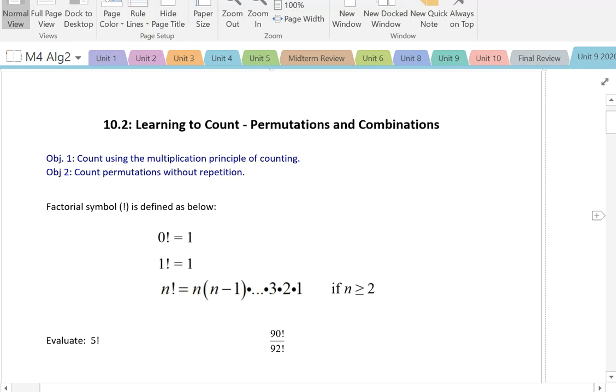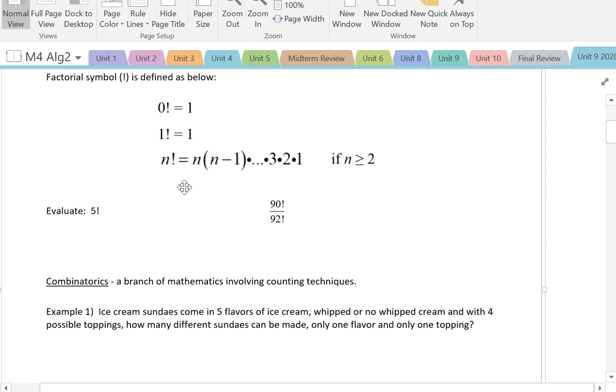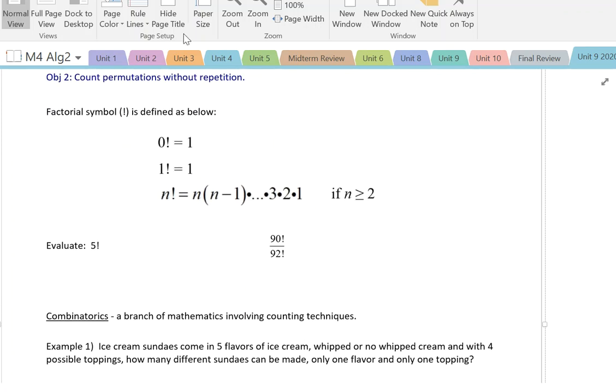Today we're going to look at lesson 90, and that's on section 10.2, Permutations and Combinations. I'm calling it Learning to Count. So we're going to be practicing multiplication principle counting, permutations, combinations, all sorts of stuff. But before we get any further, I need to talk about factorial.